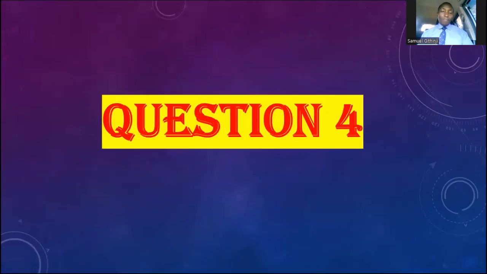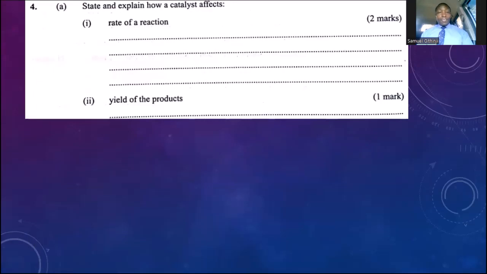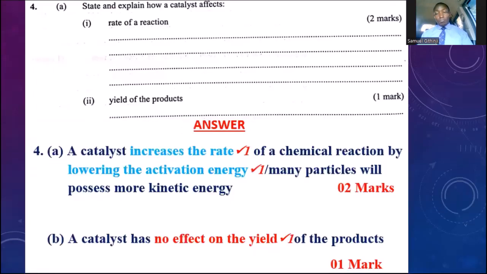Question number 4. Rates of reaction. Explain how a catalyst will affect the rate of reaction. A catalyst will always speed up the rate of a reaction. 1 mark. The reason for that, it will lower the activation energy. Another mark. How does a catalyst affect the yield?